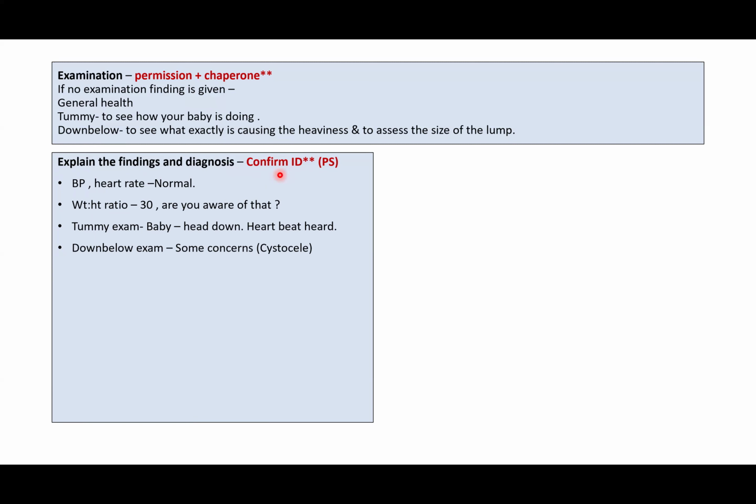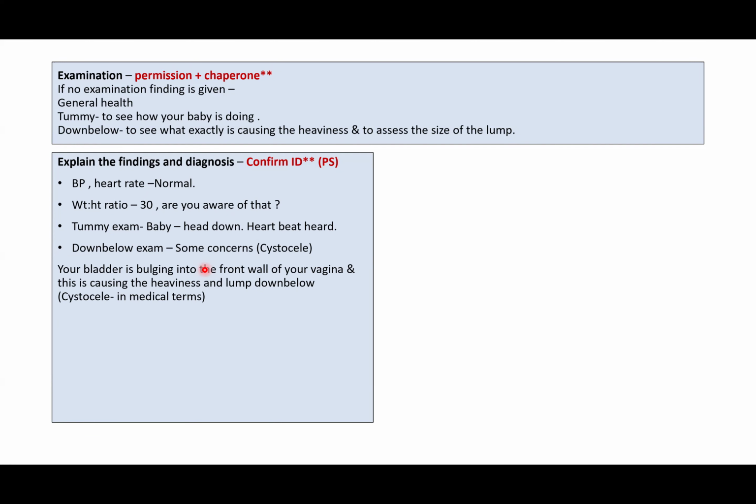I have confirmed your name, date of birth, and NHS number. And I can see your blood pressure and heart rate is normal. Your weight-height ratio is 30. Are you aware of that? Have you been trying to lose weight? The tummy examination was done. Your baby is in the head down position and the baby's heartbeat is heard. And also examination was done from down below, and I have some concerns regarding this examination.